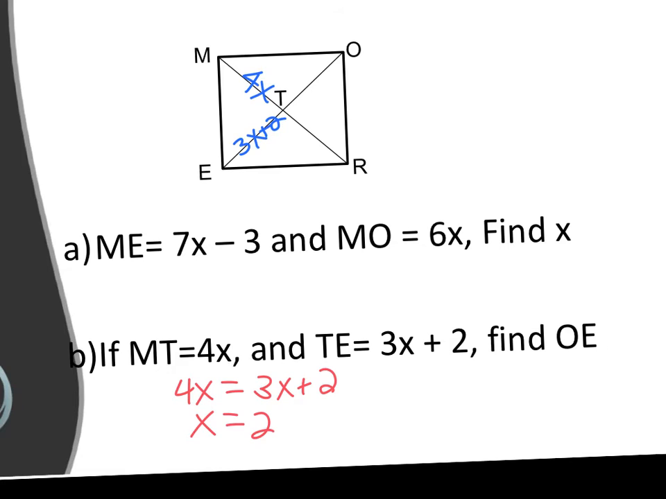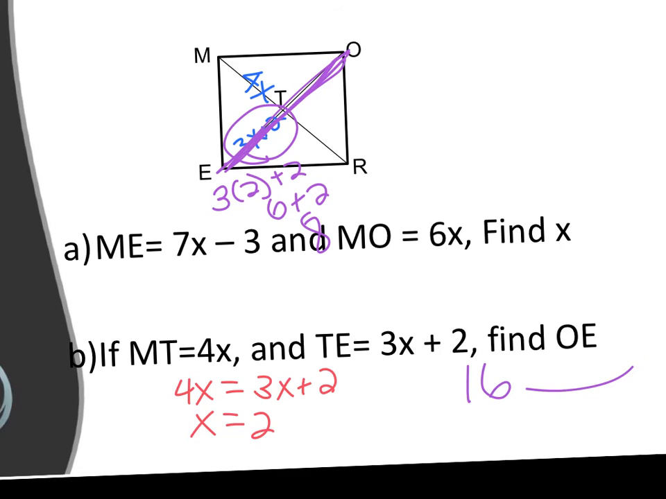And then the question is, what is OE? So I've got to take the 2 and plug it back into that 3x plus 2. 6 plus 2, which is 8. And then how do I get OE? Multiply by 2 or double it, right? So this would be 16. Questions on that one? Easy stuff, right? Hardest part is figuring out which one goes with which.